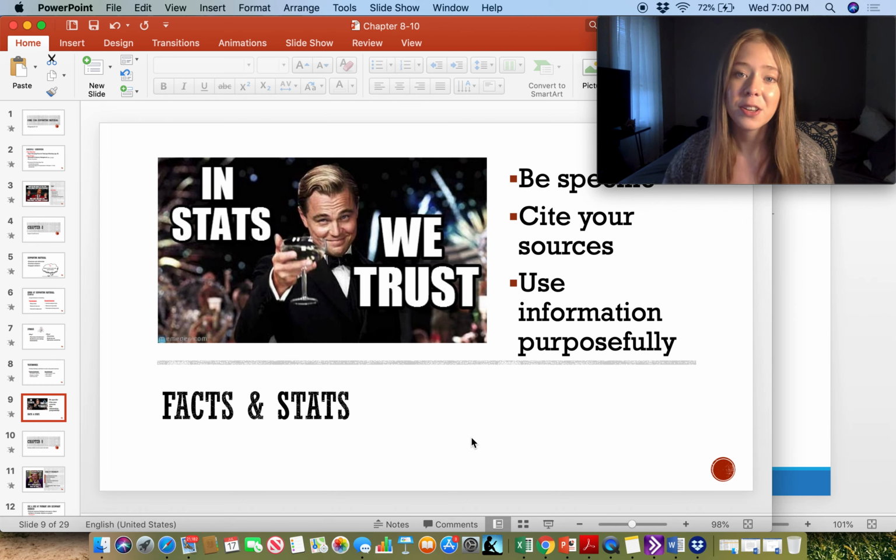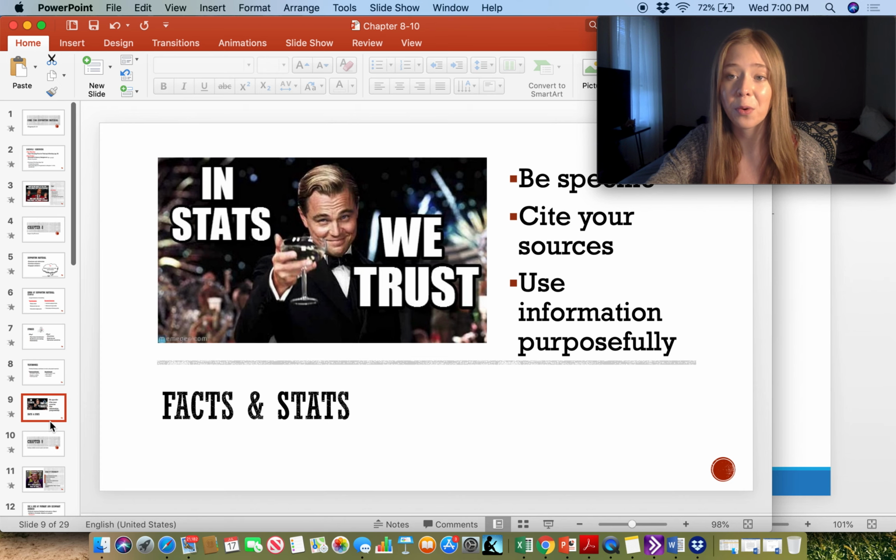And then obviously use the information purposefully. If it doesn't add anything to your speech, if you're just using it to check off a box on the citations, probably don't use it. You only want to use things that help, again, gain credibility for your argument, that add to your thesis and your main points. So make sure you're using that information purposefully.